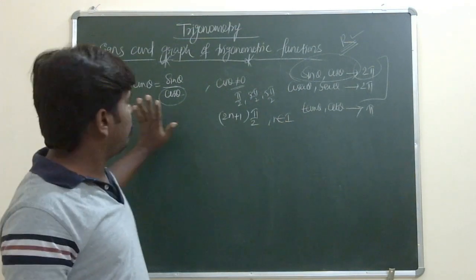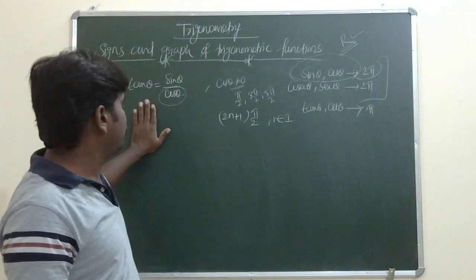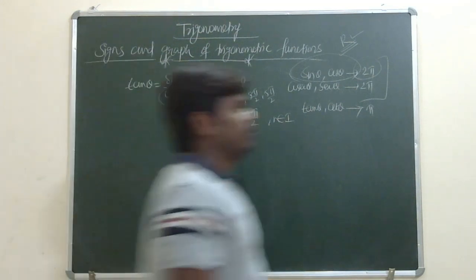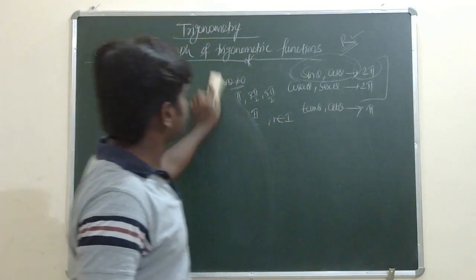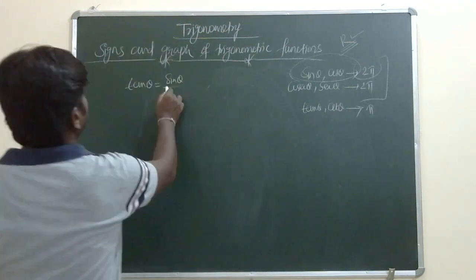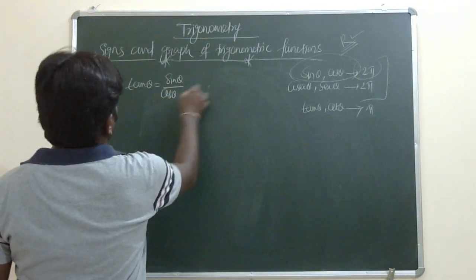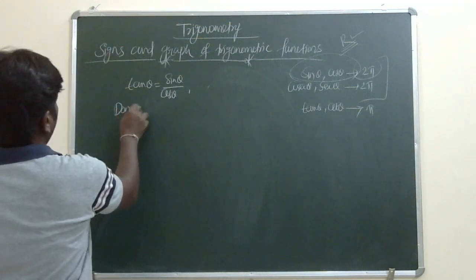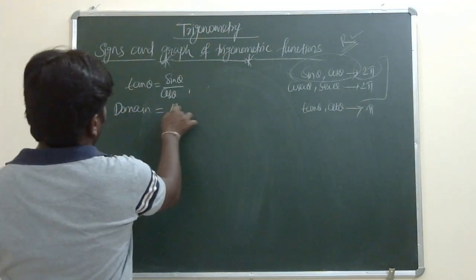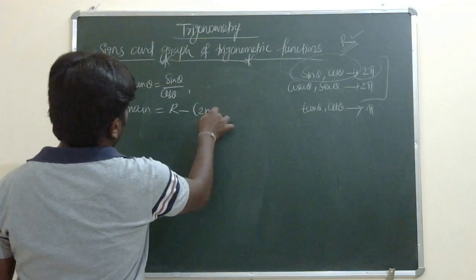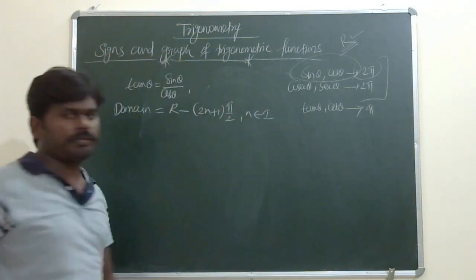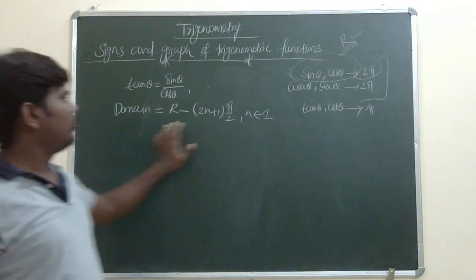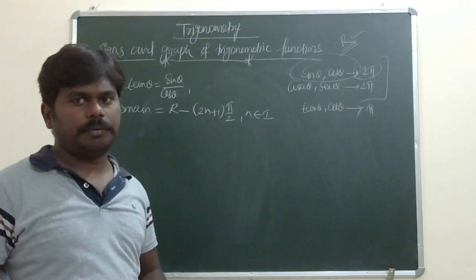So to find the domain of tan theta, we write: domain is equal to R minus (2n plus 1) into pi by 2, where n is an integer. Simply we will write this. So this is the domain of tan theta.